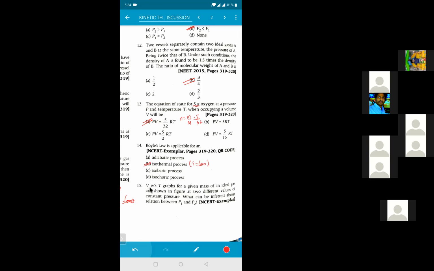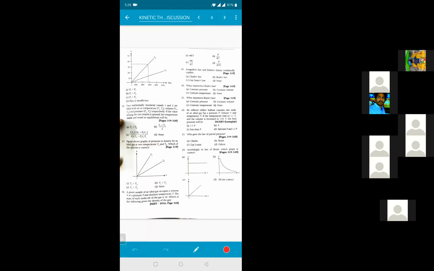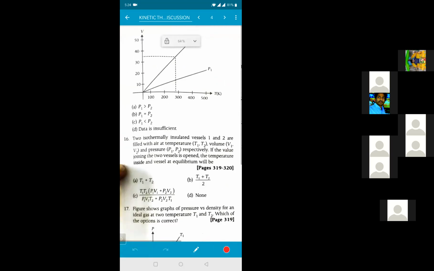Question 12. This one is a volume versus temperature graph for a given mass of an ideal gas, as shown in the figure, at two different values of constant pressure. What can be inferred about the relation between P1 and P2? And this is also a diagrammatic question. So he has given me the data somewhere here. Let me check what data is given.